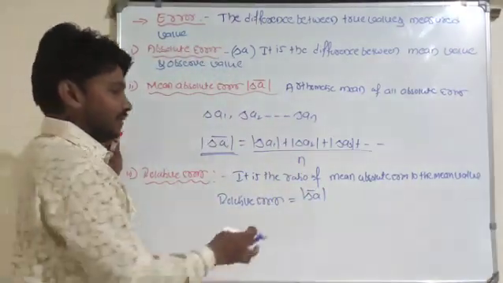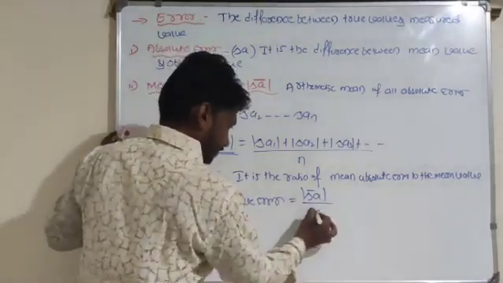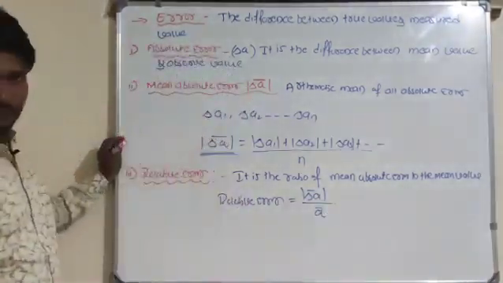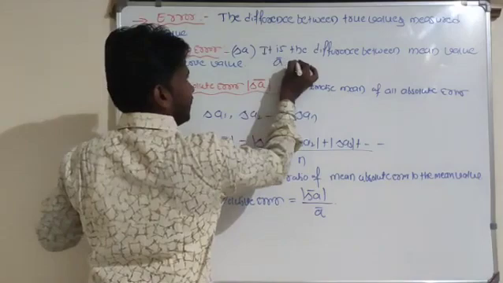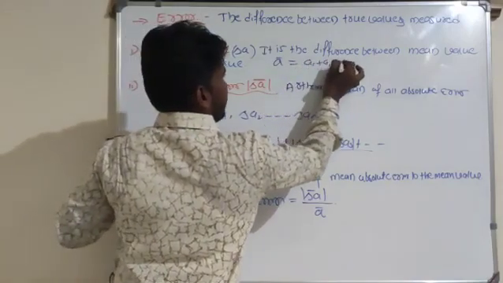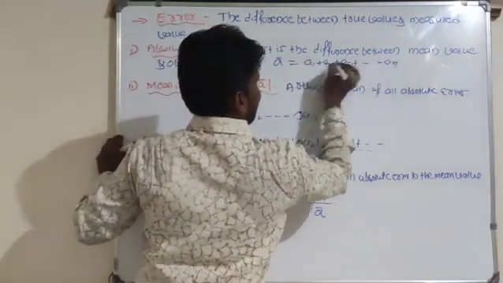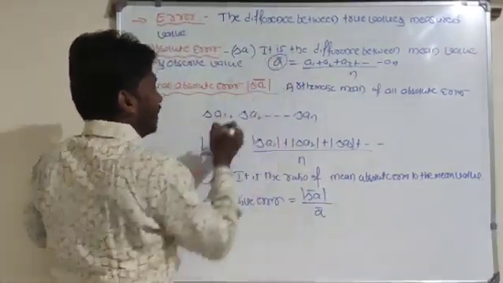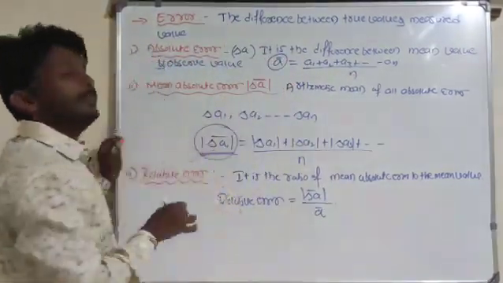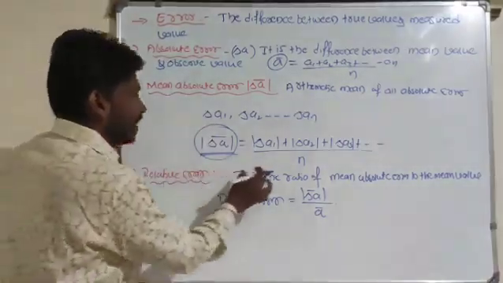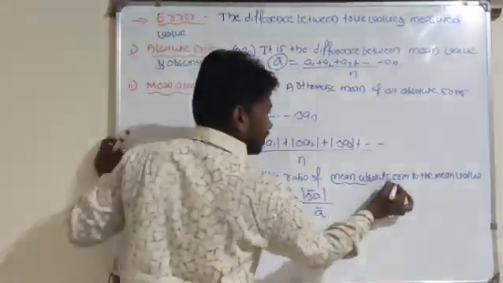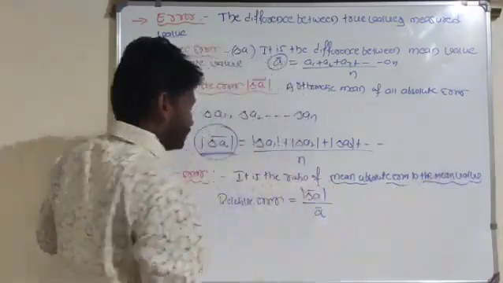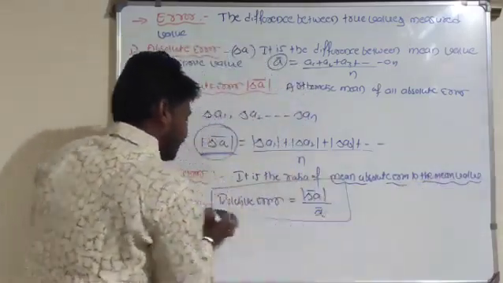So it is modulus of delta of A bar divided by the mean value, which is A bar here. To get the mean value, A1 plus A2 plus A3 up to An divided by n, so that is the mean value. This one is the mean absolute error. So it is the ratio of the mean absolute error to the mean value. That is relative error here.